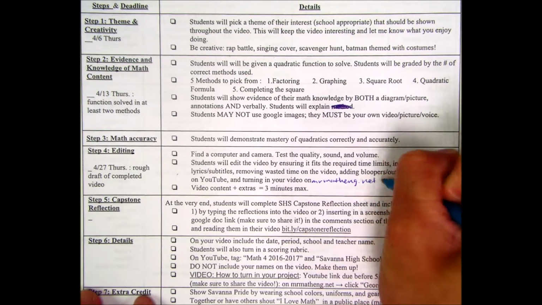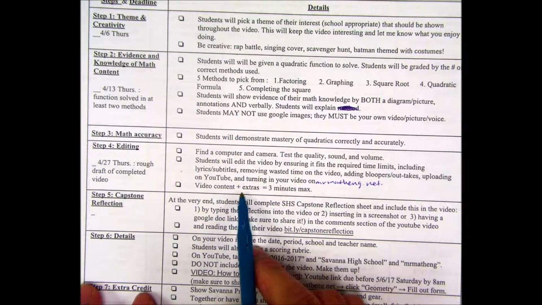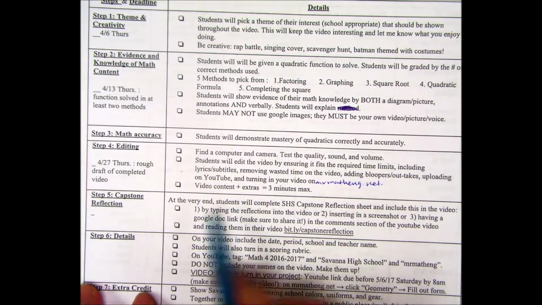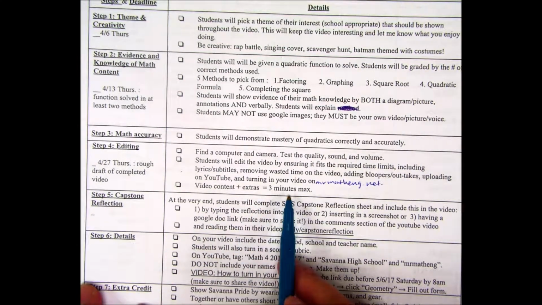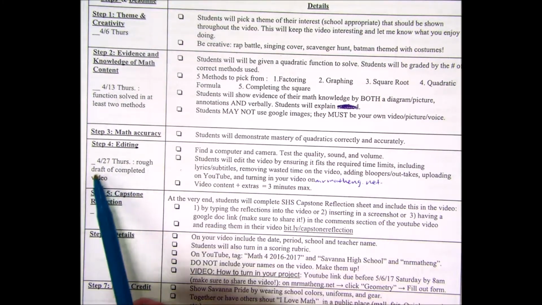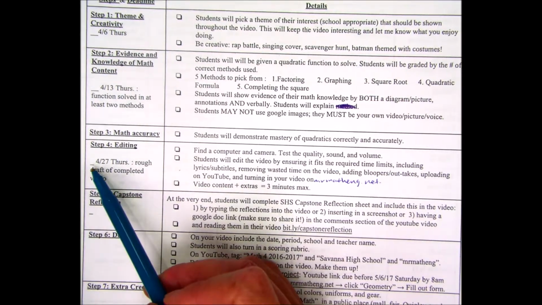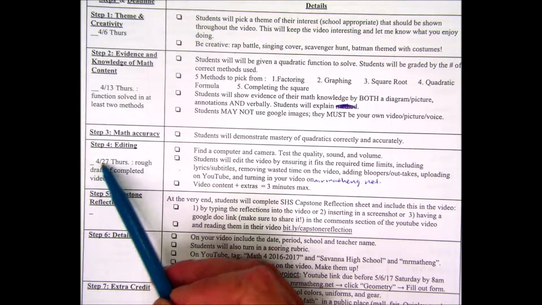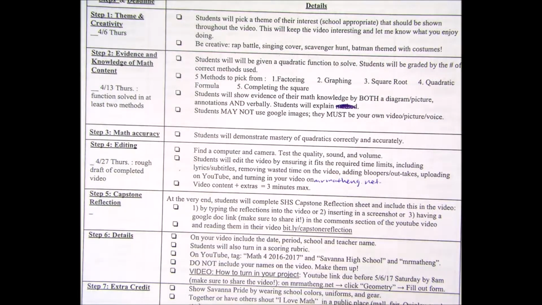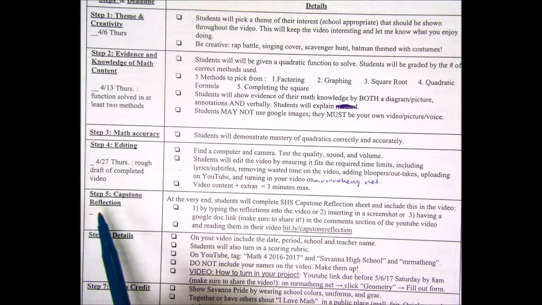mrmathing.net on my website. So your video content plus extras, so that's bloopers, the I Love Math, mystery and guest appearances, they should equal 3 minutes maximum. You should not have a 5-minute video. Your rough draft of a completed video, which means you can kind of show me your phone and press play, that should be done by April 27th. So pretty much 24 days from the recording of this video.